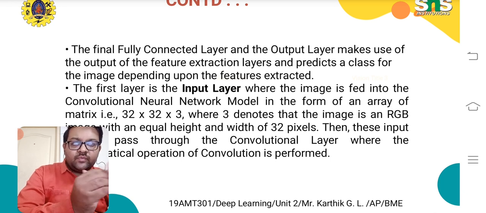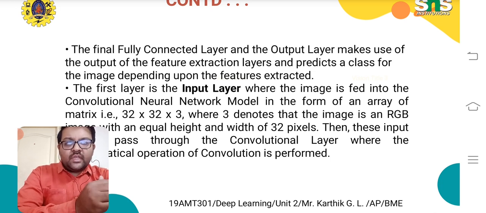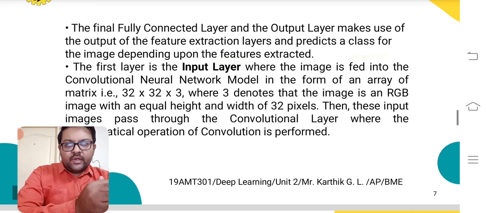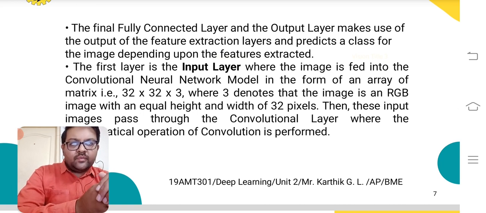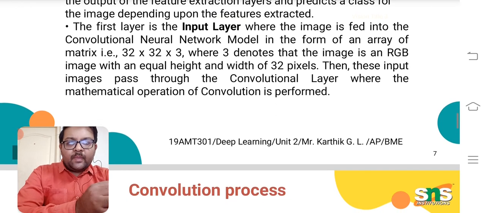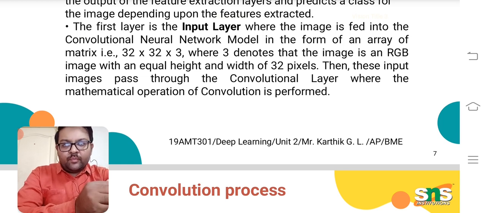The first layer, as we saw in the previous slide, is the input layer, where the image is fed into the CNN model in the form of an array, that is 32 x 32 x 3, where 3 represents the 3 dimensions of an RGB image, with an equal height and width of 32 pixels. Then these input images pass through the convolutional layer, where the mathematical operation of convolution is performed.